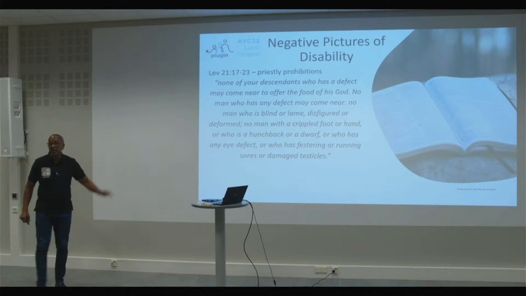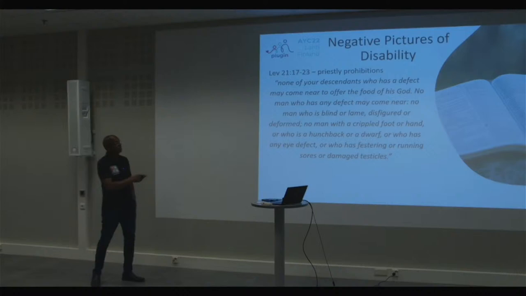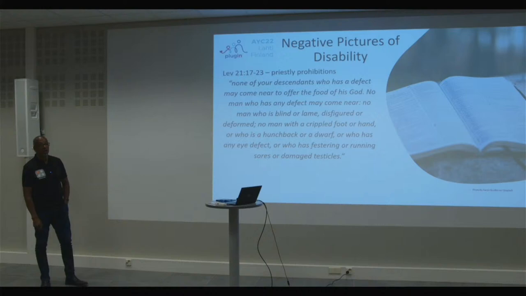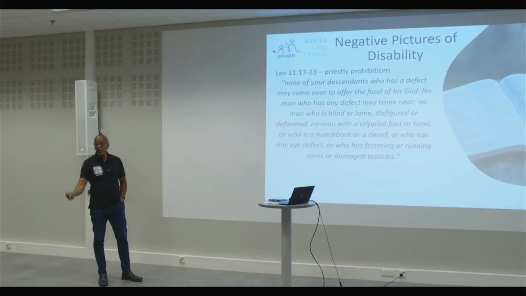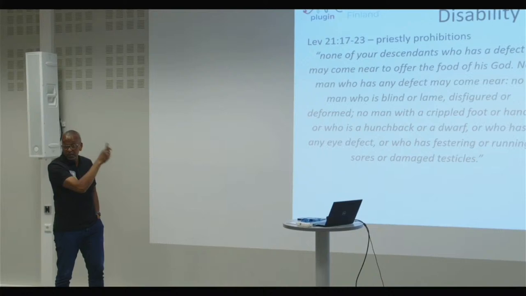So Leviticus 21. You have a description here where God is saying who cannot be priests or work in the temple. Notice what it says. None of your descendants who has a defect may come near to offer the food of his God. My son, in a wheelchair, couldn't. No man who has any defect may come near. No man who is blind or lame or disfigured. You see that? That's why people say, well, the Bible's negative towards disability. Even God's saying you can't be priests.